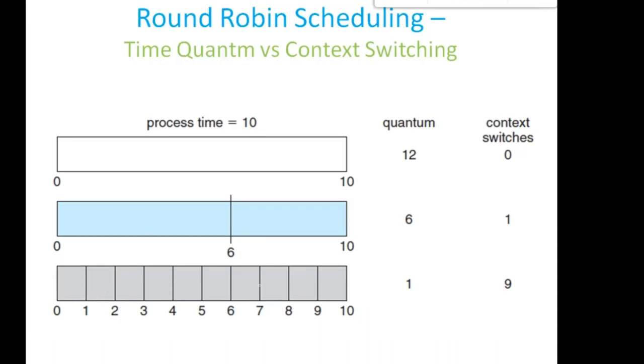So you have to choose the appropriate time quantum so that it will reduce the number of context switches.